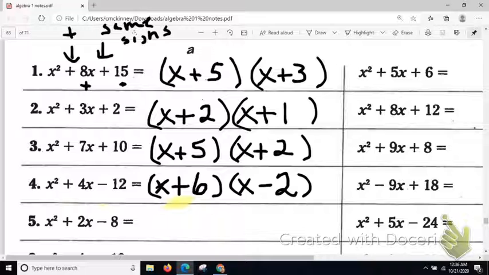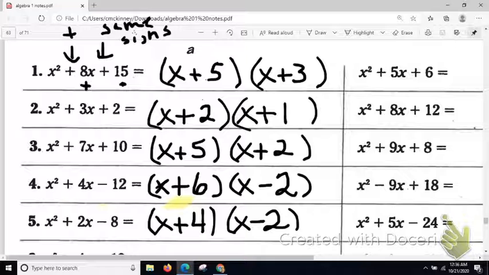All right, number 5. Once again, 1 of each. This time we're looking for 2 things that multiply to be 8. And because they're different signs, they're going to subtract to be that 2 in the middle. So what multiplies to be 8? 1 and 8 would subtract to be 7. So 2 and 4. So 4 goes with the plus, and 2 is going to be with the minus. So far, so good, I hope.